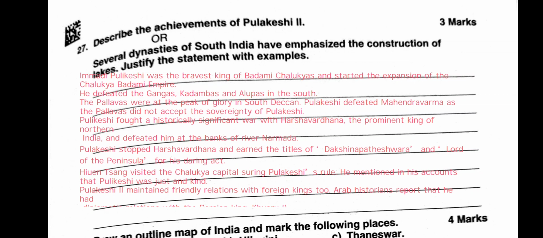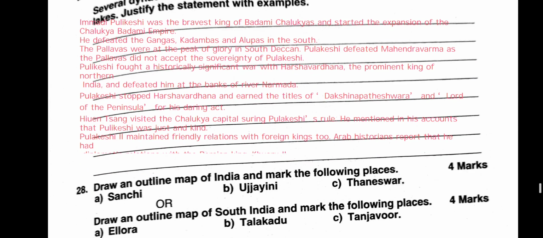Hiuen Tsang visited the Chalukya capital during Pulakeshi's rule. He mentioned in his accounts that Pulakeshi was kind and just. Pulakeshi too had maintained friendly relationships with foreign kings. Arab historians report this in a few of the sculptures.